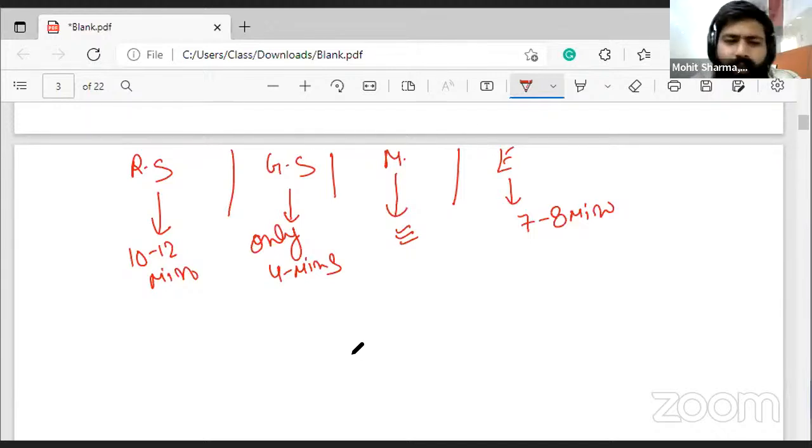No ma'am, no, no preparation is needed, chill mode. Okay, so you just need to relax and sit for your exams and give your exam calmly. So that is what sir is suggesting. You do not need to take tension and stress, because that will just hamper your thing.